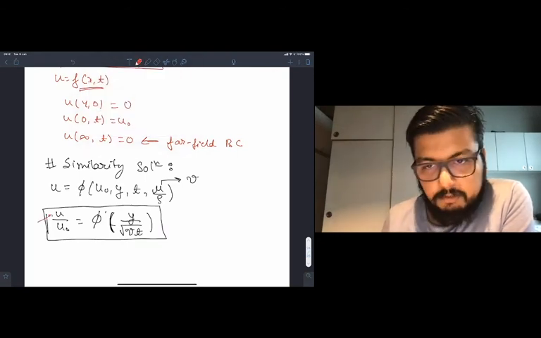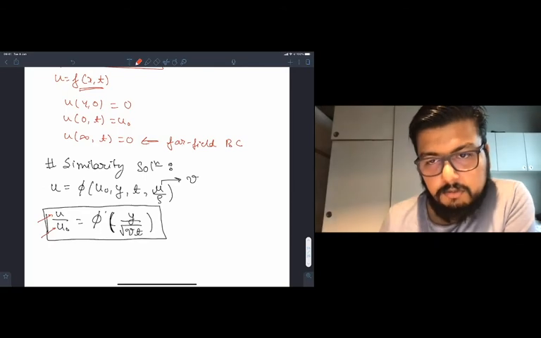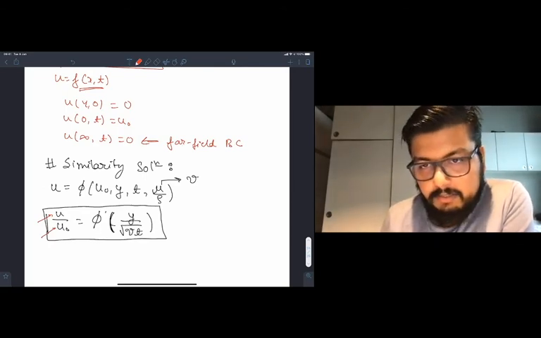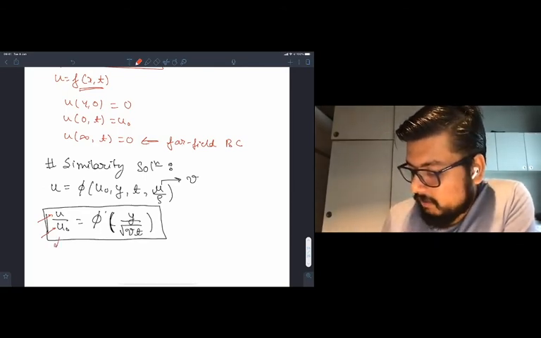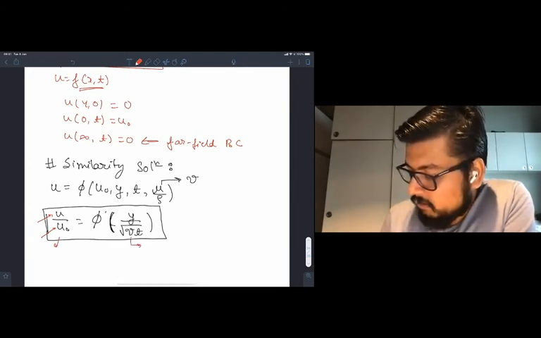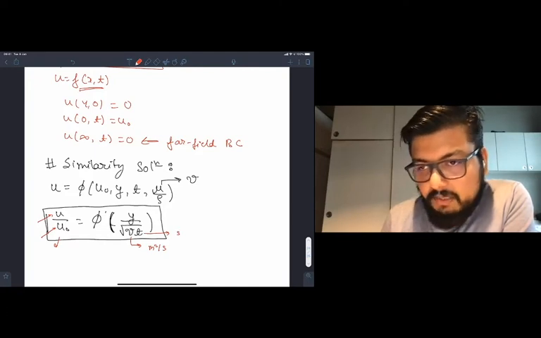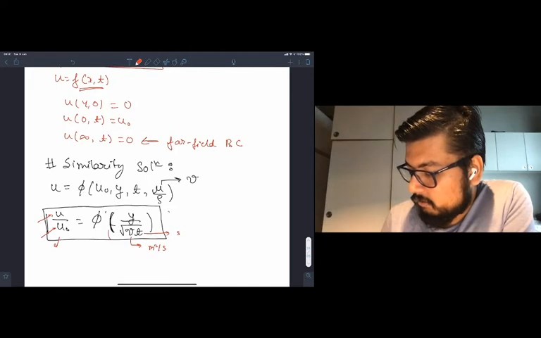u has a dimension of meter per second. u naught, of course, is also a speed, so it also has a dimension of meter per second. So this part has a dimension of unity. Inside, we have the kinematic viscosity, which has a dimension of meter square per second, times t, which has a dimension of second. So over here you get meter square, and then square root you get meter, and y has a dimension of meter. So this also has a dimension of unity.